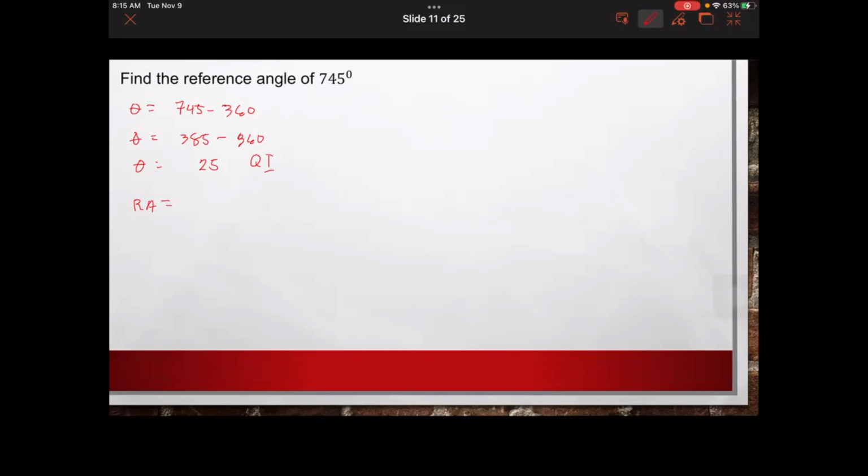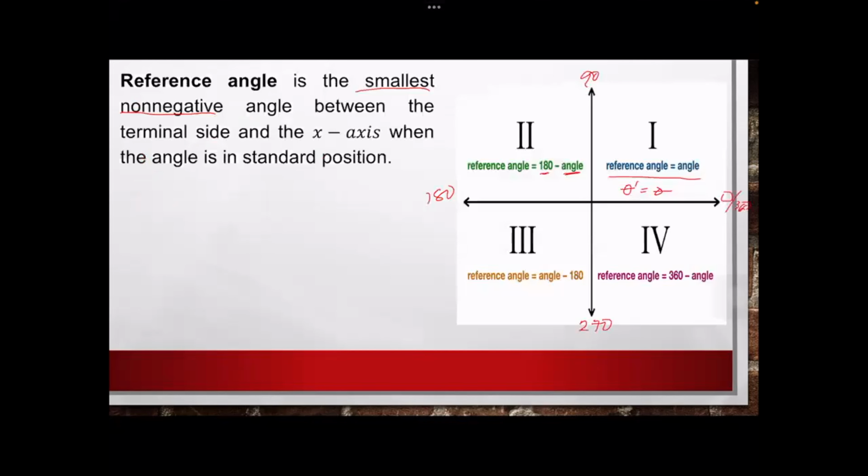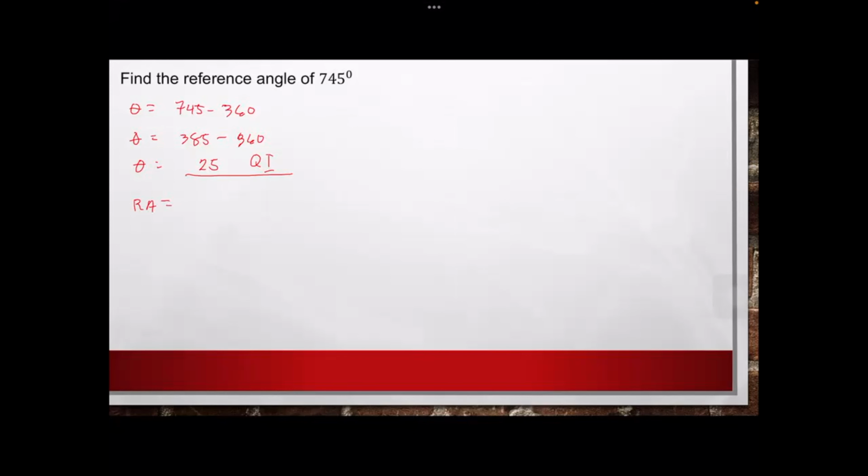Non-negative, tapos reference angle niya, kung belongs na siya sa quadrant 1, so again, our formula, sabi dito, reference angle is equal to the angle itself. So, pinababa na kasi natin siya. Kasi pumasok na siya dun sa range. So, therefore, the reference angle will be 25. Nagets po ba?